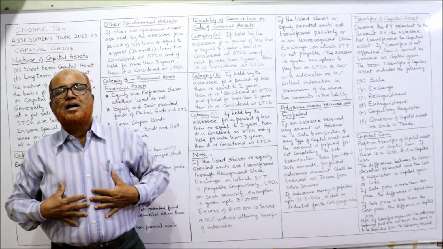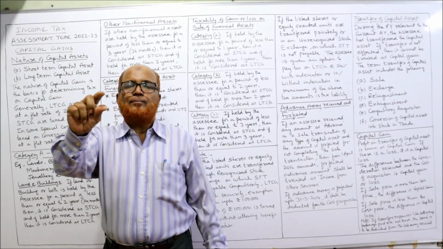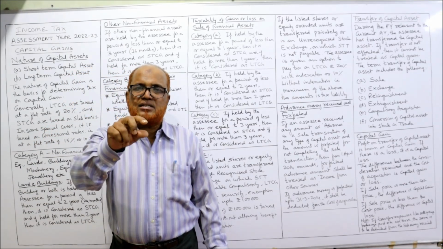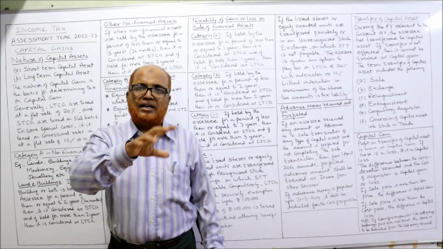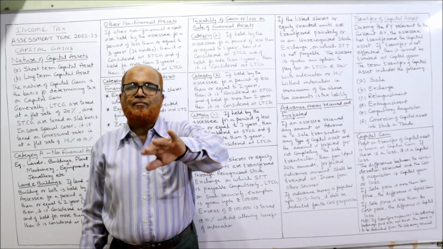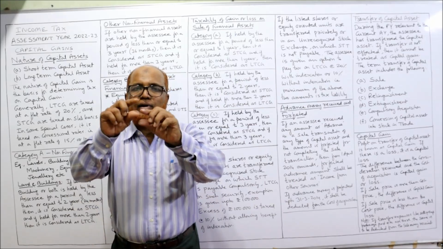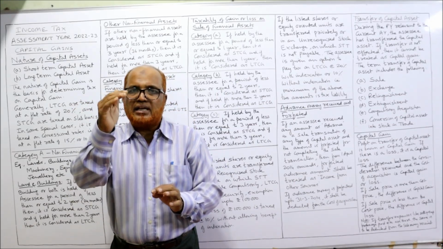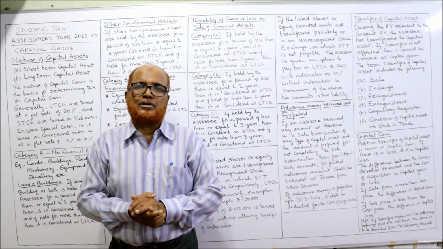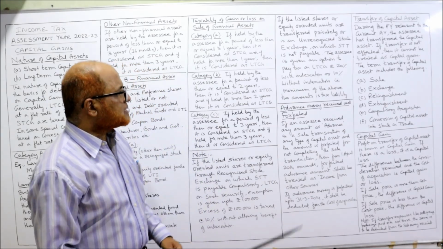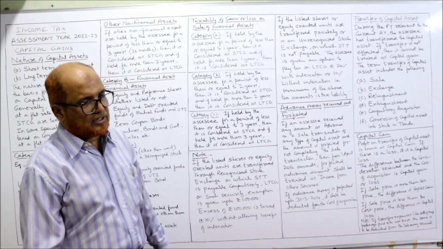Suppose I am the SSC. I will calculate what is the tax liability of LTCG at 20% with indexation and 10% without indexation. I calculate both. Whichever tax liability is less, that option I will opt. I will choose. Next, advance money received and forfeited.